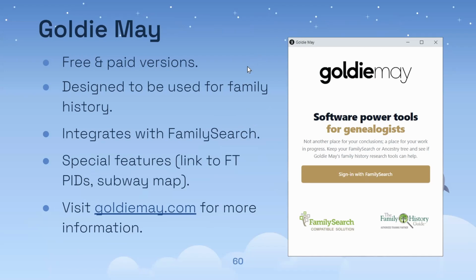So there is a free version that provides really adequate functions, but if you want to get the paid version, it's really not that expensive and it has even more robust features. The thing I love about Goldie May is that it's actually designed to be used with family history. A spreadsheet is designed to just be a table and used for many, many purposes, so you have to do a lot of customization to make it work for your family history purposes. But Goldie May is designed with family history in mind.